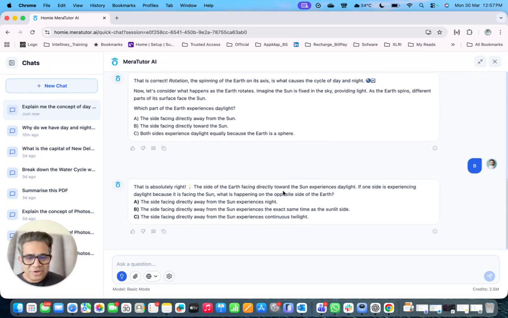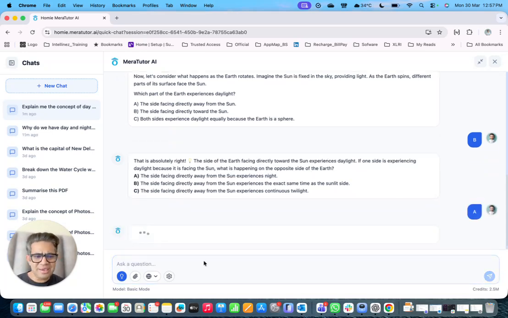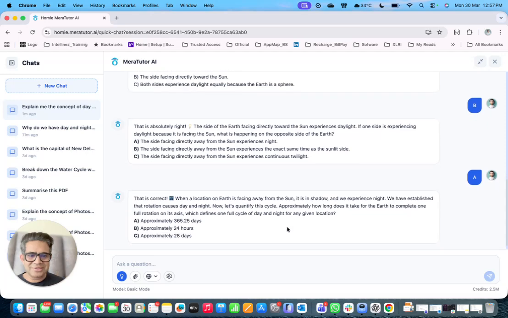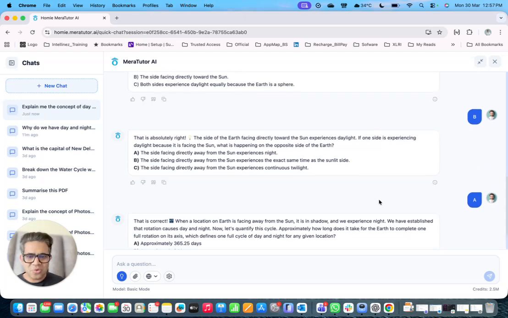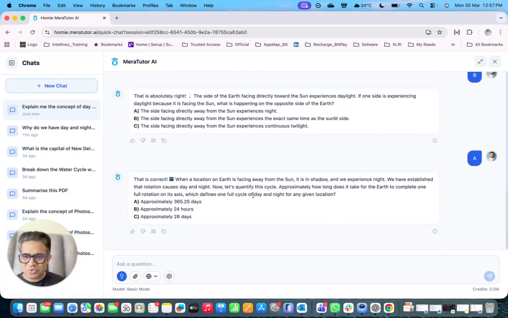The side of the earth facing directly towards the sun experiences daylight. So that's the correct thing. What's happening in the opposite side? So I think night. So I'll go with A. So I'm just trying to finish this sequence so that you know what to expect from the coach mode on MeraTutor.AI. So that is again correct.